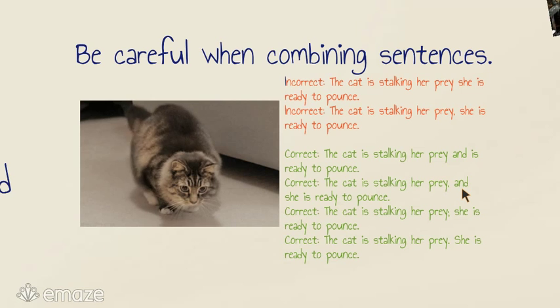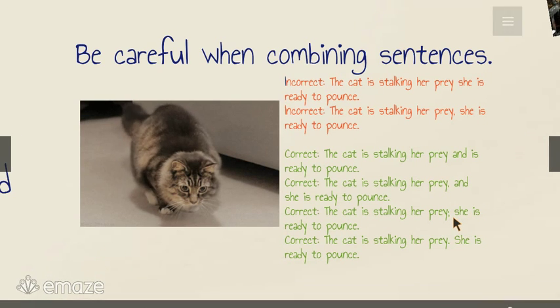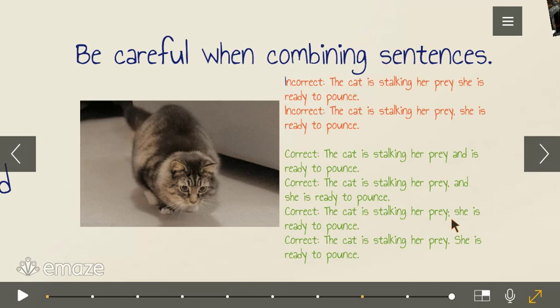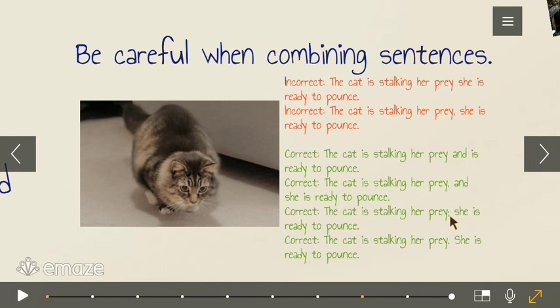A third possible way to join two independent clauses is with a semicolon. I don't need to add any conjunctions if I use a semicolon. I can just put the semicolon there and add my second independent clause. The cat is stalking her prey; she is ready to pounce. If you use a semicolon, you typically want to make sure that both independent clauses are pretty closely related.